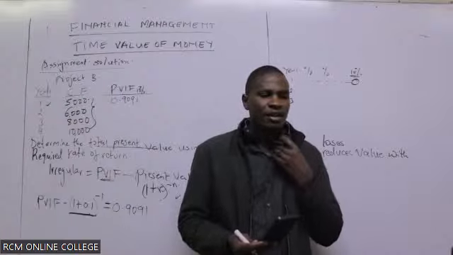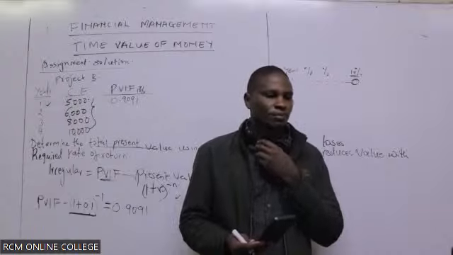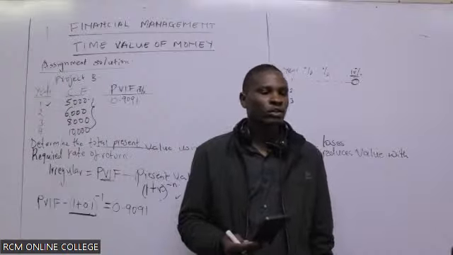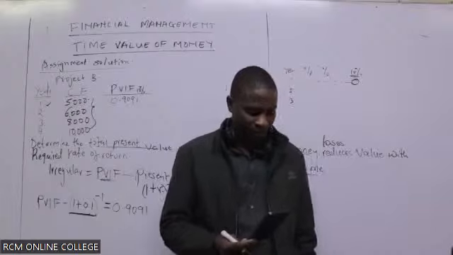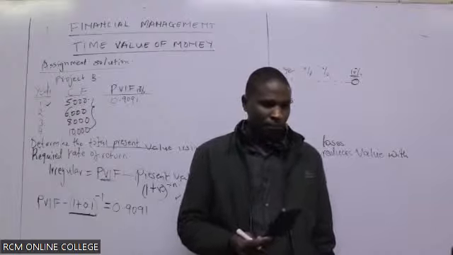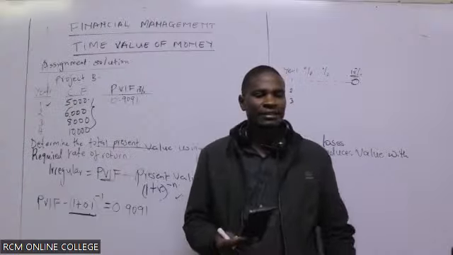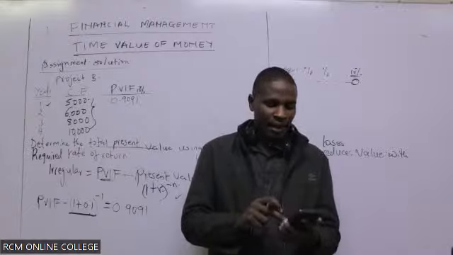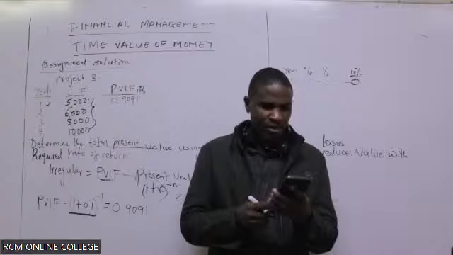13%, 2 years. What is the PVIF of 13%, 2 years? Somebody using the table. I want somebody using the table. What are we getting? 0.7831, 13%.